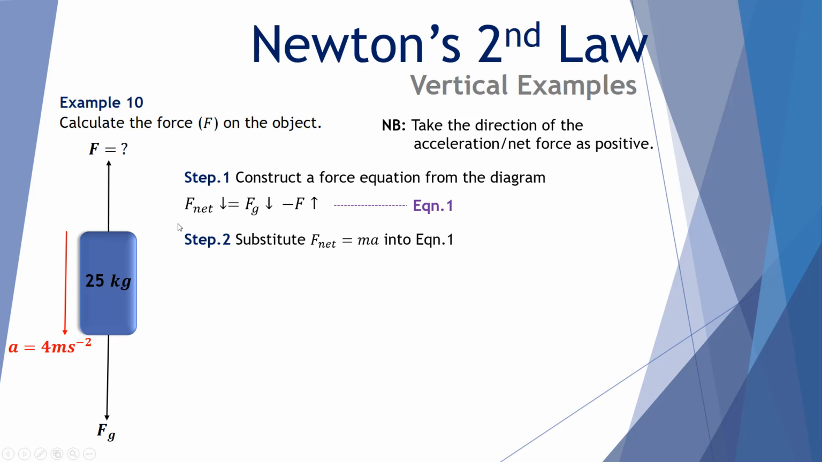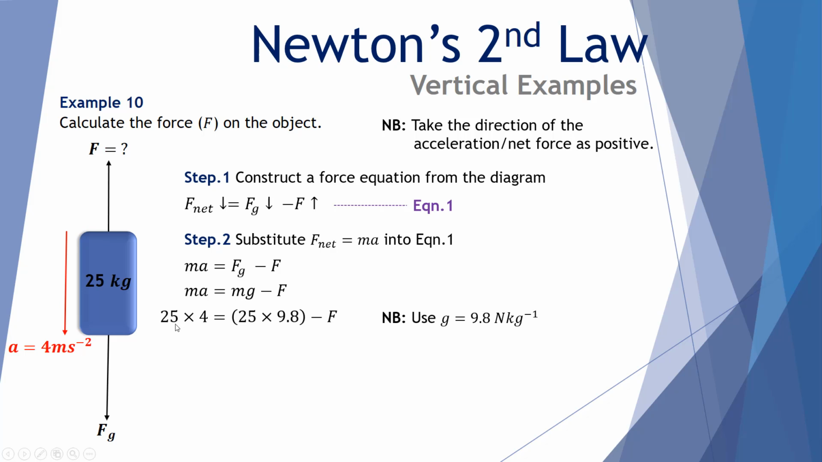That's equation 1. Let's now again replace F net with the equation ma. So we have ma equals Fg, the force due to gravity, take away F, the force going upwards. ma equals mg take F, because the force due to gravity can be expanded into mg. Substituting our values, we've got a mass of 25 kilograms, an acceleration of 4 on the net force. We have a mass of 25 and a gravitational field strength of 9.8 newtons per kilogram, and an unknown value for F. We simplify that, we end up with 100 equals 245 take away F, which means F is equal to 145 newtons in an upwards direction.